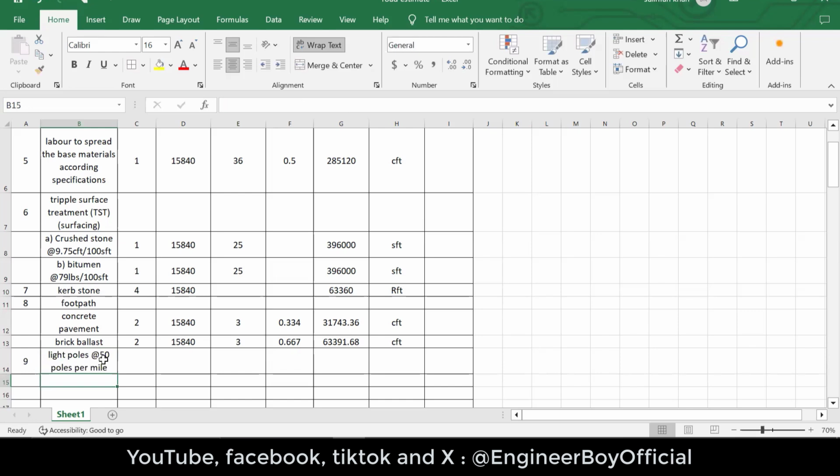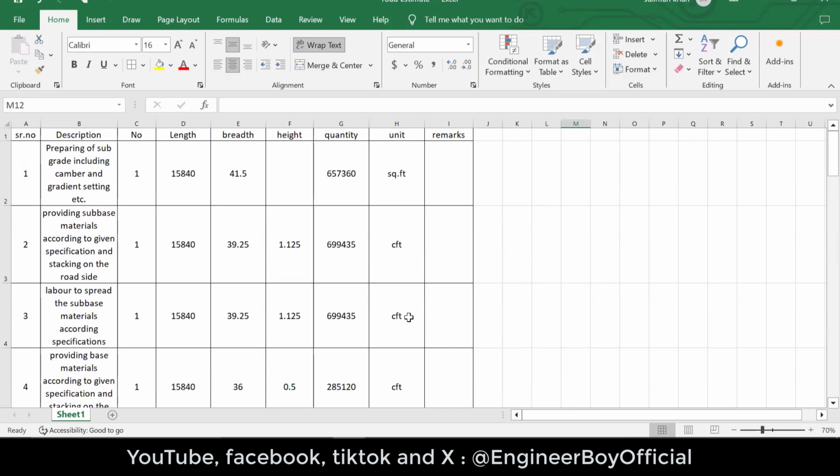What do you say? Let's say we have some specification. So 50 poles are used per mile. It means we have 3 miles, so the number should be 150 now. What do you say? It's very easy. So the quantity is actually 150 and the unit is numbers. So quantity survey is very easy, I think.